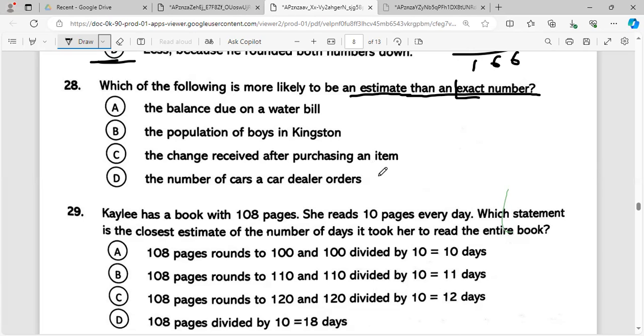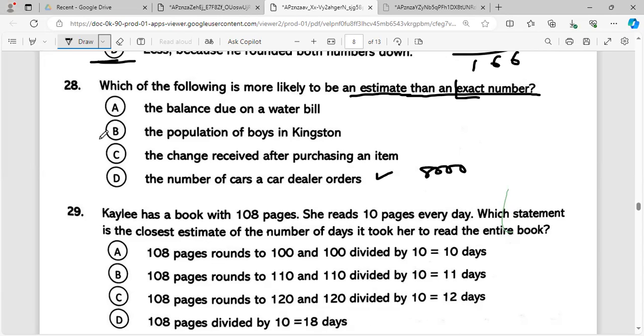Because think about it. The car dealer, him going to order an exact amount of cars, right? If 8,000 cars are wanted, you're going to order 8,000. So that's going to be exact. If you understand, your change is going to be exact. The balance on your water bill, I agree.